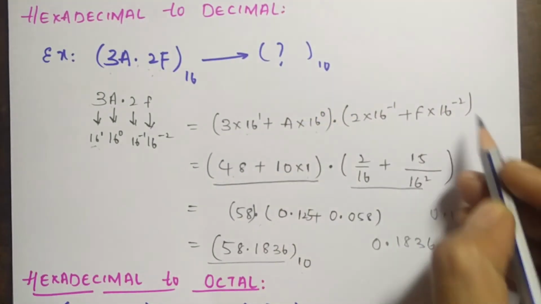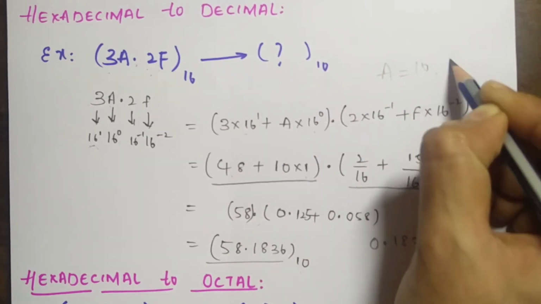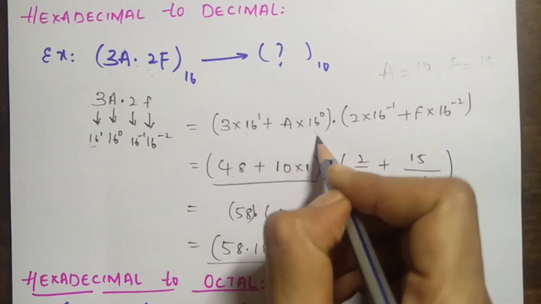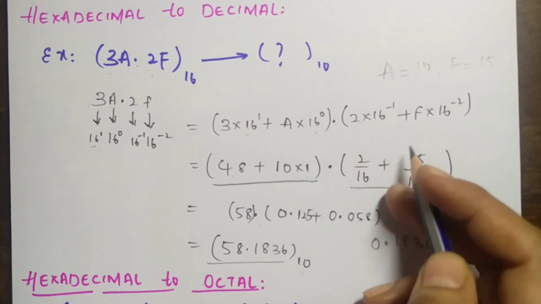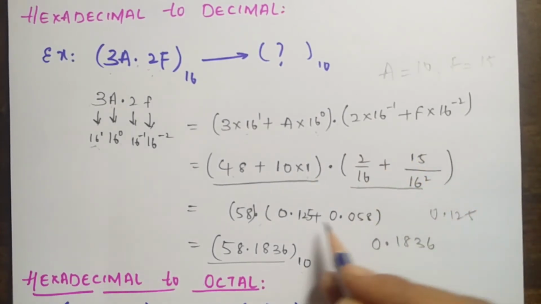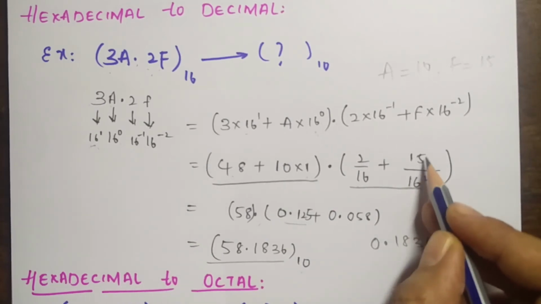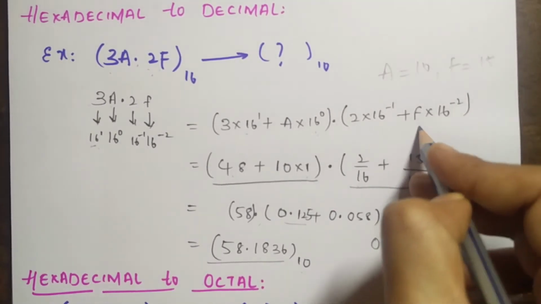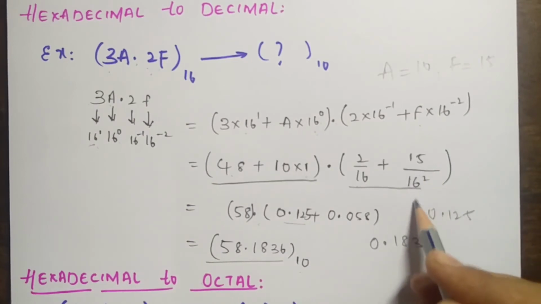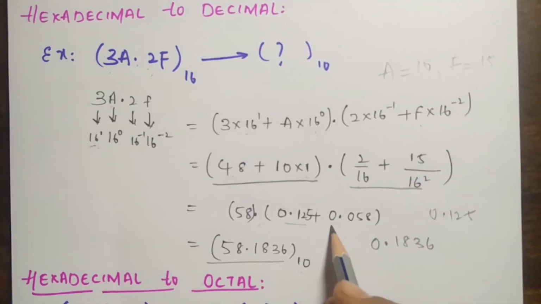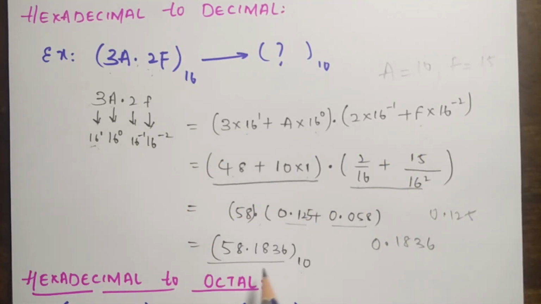A is 10, F is 15. 16 power 0 is 1. 2 into 16 power minus 1, that is 2 by 16, equals 0.125. Again, 15 by 16 square, where 15 means F, that is 15 by 256, equals 0.058. If you do the entire calculation, you will get the value 58.1836 in decimal. Just multiply each digit with its positional weight and sum all those products.